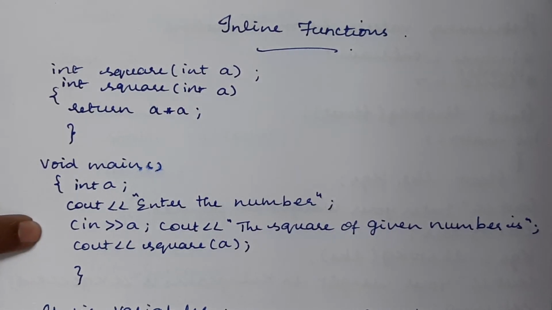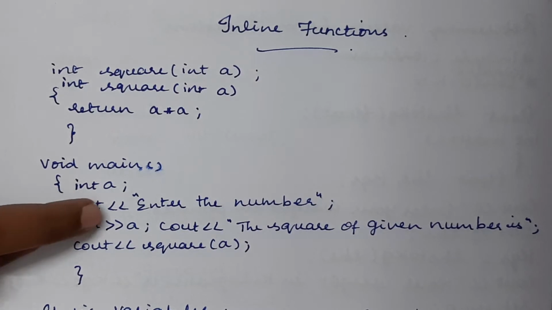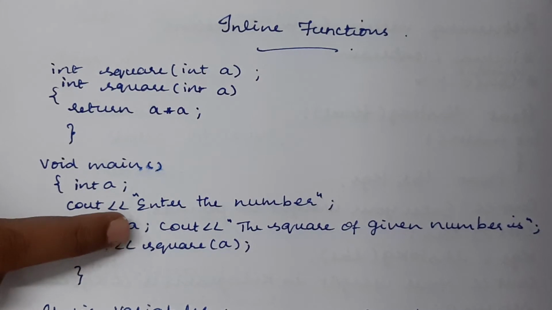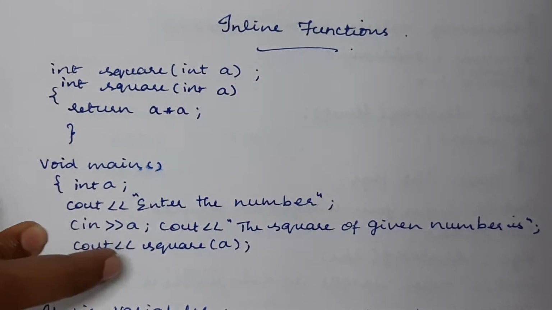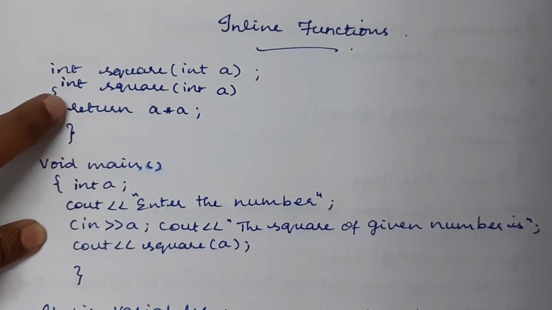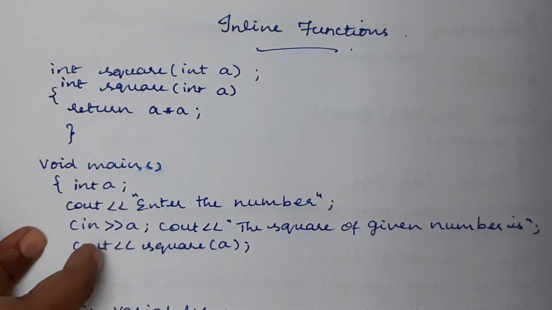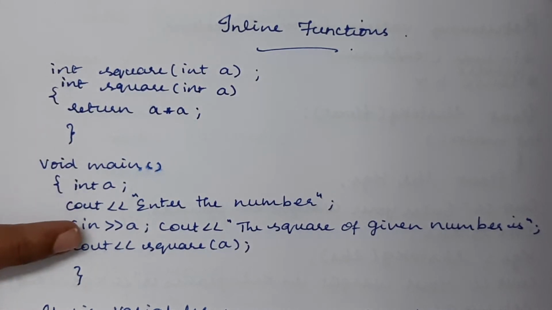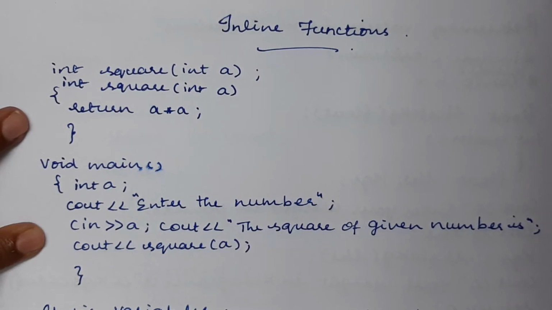This is the calling program. From this main function we are calling this user defined function. Here we have one variable and we get its value using the cin statement, and now we display the output statement as it is: the square of the given number is, and you call the square function. Whatever value you get from that function will be displayed in the main program. So this is how a normal function is used in C++ programming.